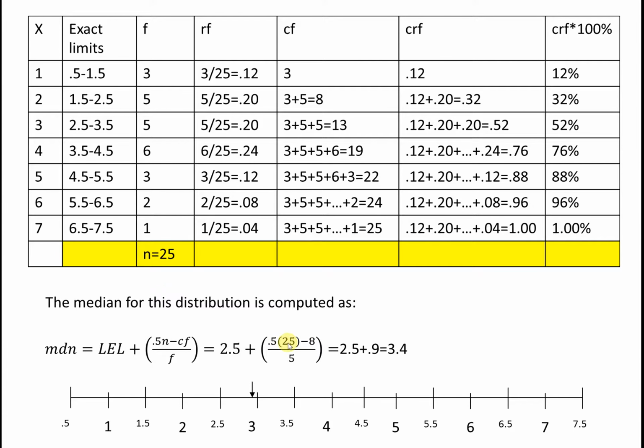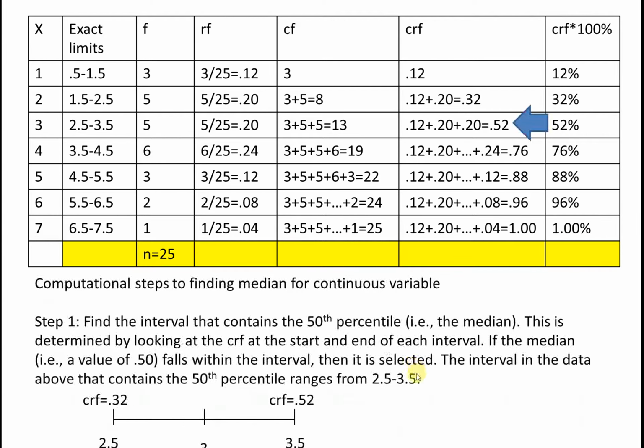After taking that product, we subtract the 8. 8 is the cumulative frequency up to, but not including, the interval that we're working with in terms of the median. And then we take that difference here and divide by 5, which is the frequency of the interval that would contain the median. And so when we do this and add the 2.5 and the value that we compute here, we end up with the median is 3.4 for our sample data.